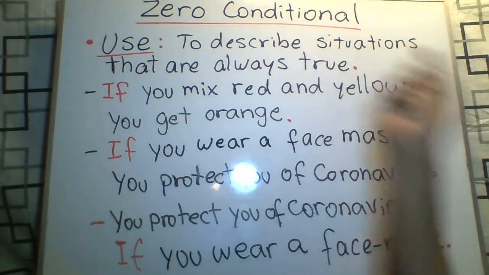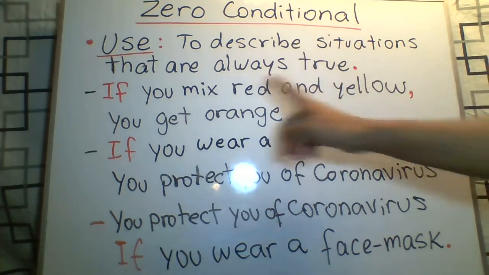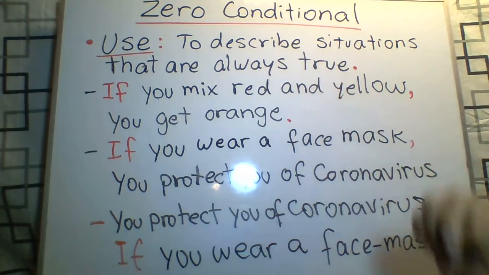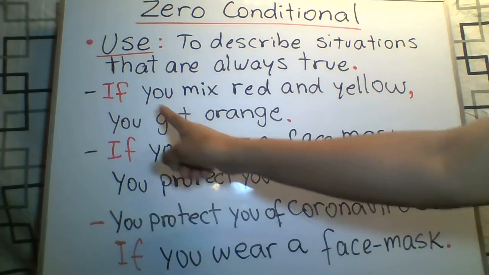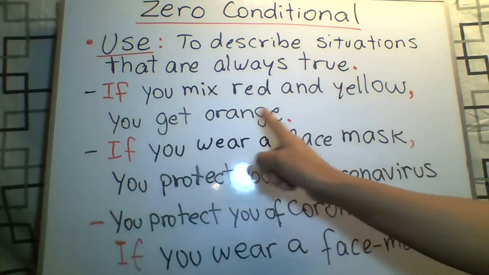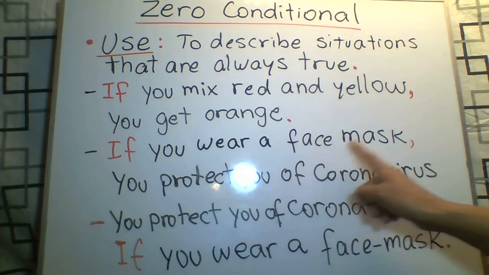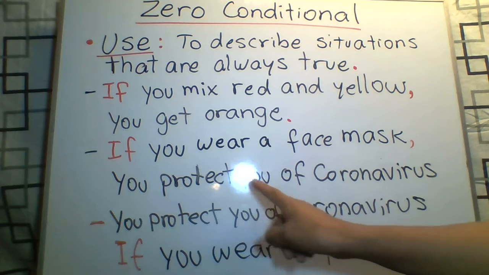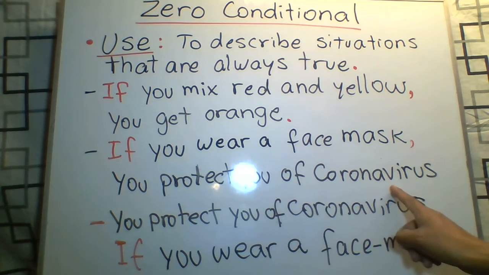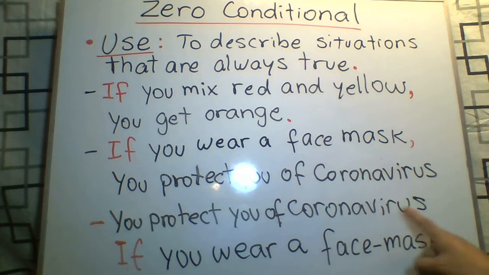The zero conditional. We use the zero conditional to describe situations that are always true. Example: if you mix red and yellow, you get orange. If you wear a face mask, you protect yourself from coronavirus. You protect yourself from coronavirus if you wear a face mask.